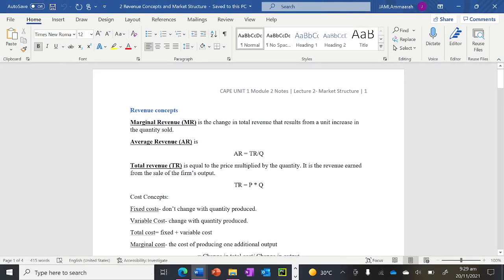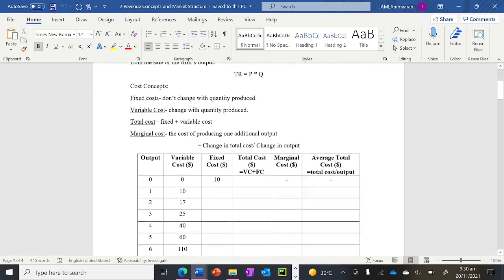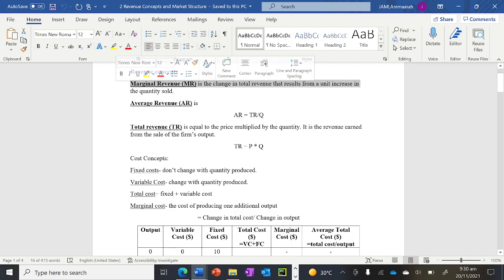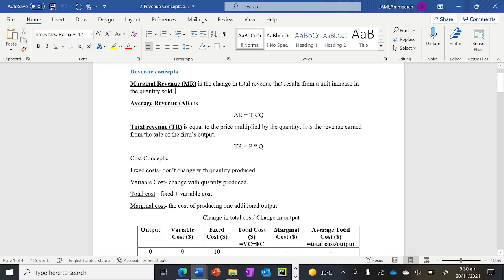Alright, so the topic for today is, well, we're still continuing from market structures, but we're going more in depth. So this objective is revenue concepts. This is probably new, I don't know. I didn't do any fifth form subjects, so I don't know what they teach in fifth form with regards to revenue, but I think it's new to you guys.